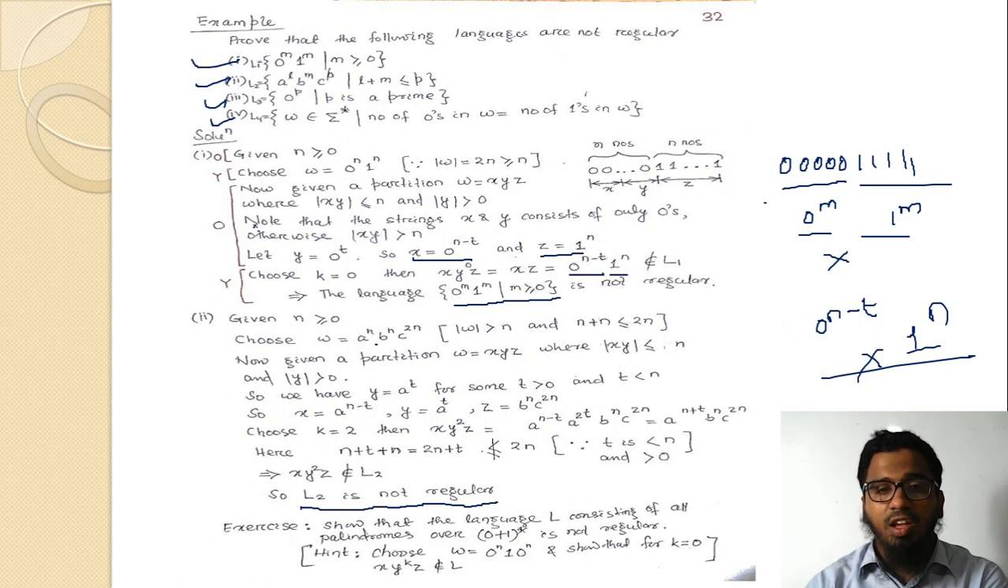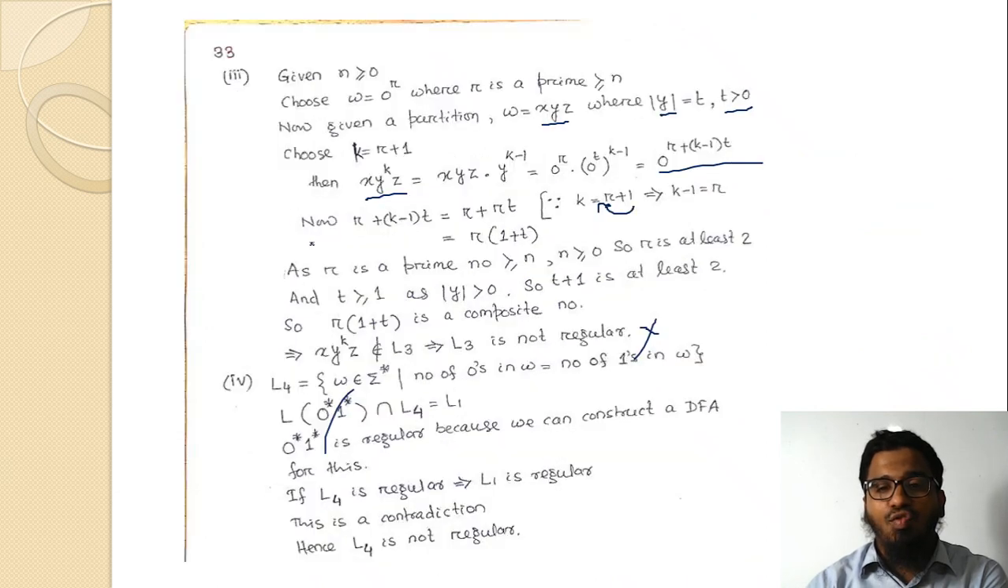So we have taken 4 examples here, and all 4 are not regular. If we have closure properties like this, we can also use them: if L4 is regular and L1 is regular, then the intersection is regular, which is a contradiction. In the contradiction, L4 is not regular. So based on this, we will solve using the pumping lemma, and most of the time the pumping lemma is used to find whether a language is regular or not.